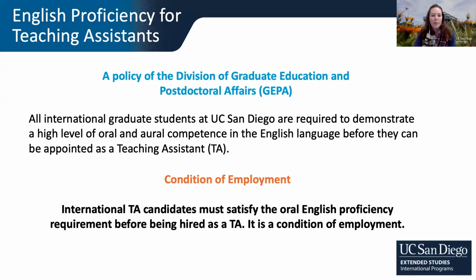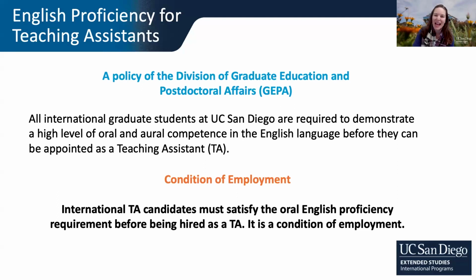The policy from the Division of Graduate Education and Postdoctoral Affairs says that we expect international graduate students at UC San Diego to have a high level of speaking and listening competence in the English language before you can be appointed as a TA. So this is a condition of your employment, and there are different ways to satisfy that condition. I'll explain a little bit more, but basically the process for you, if you're interested in becoming a teaching assistant, whether in your home department or in another department, has a few steps.